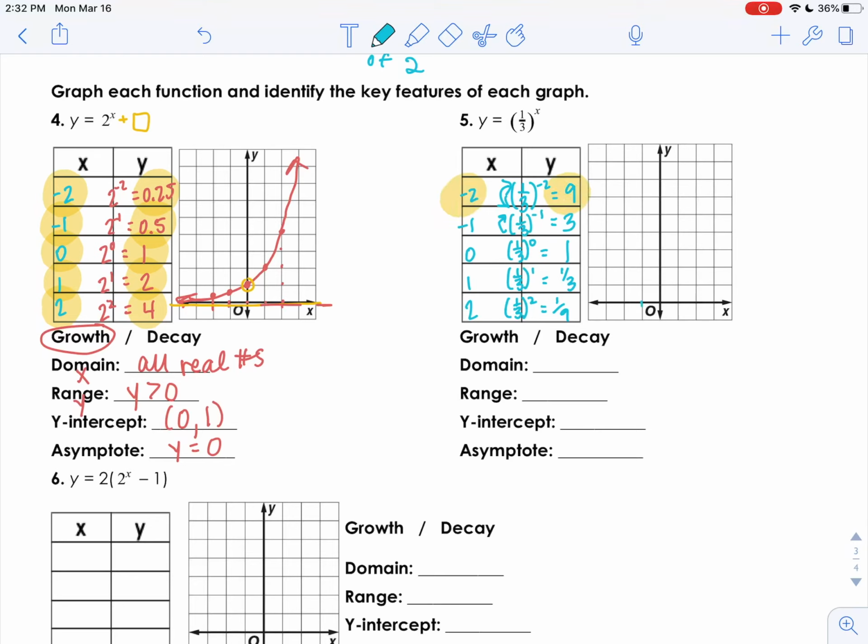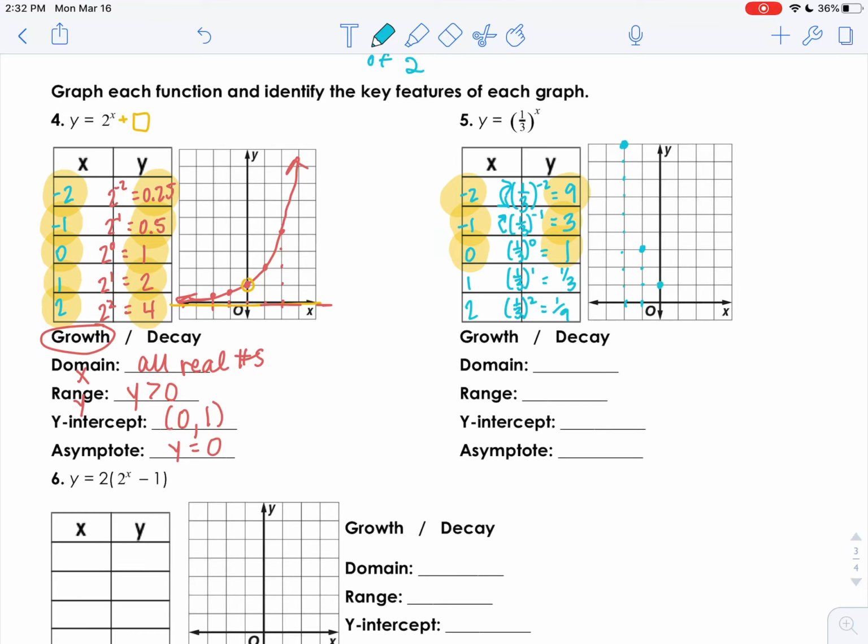So my first point is -2, 9. So I'm going to go -2 and then up 1, 2, 3, 4, 5, 6, 7, 8, 9. That's all the way up here. And then I have the point -1, 3. So -1, 1, 2, 3. That's a significant decrease right there.